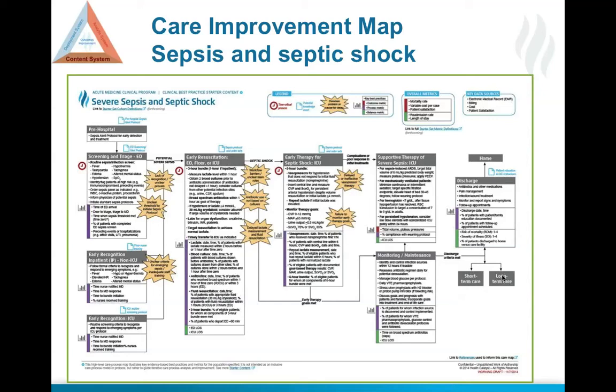This care improvement map is just an example of the type of thing we want to do right up front to understand all of the components across the continuum of care that we should be thinking about, and that a clinical and technical team will want to collaborate together on to improve.